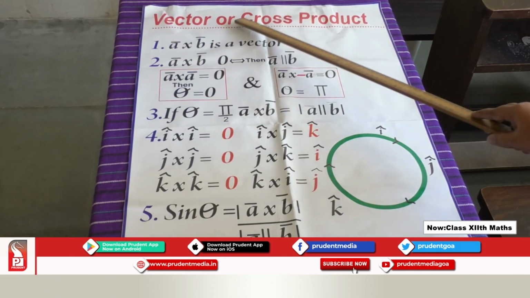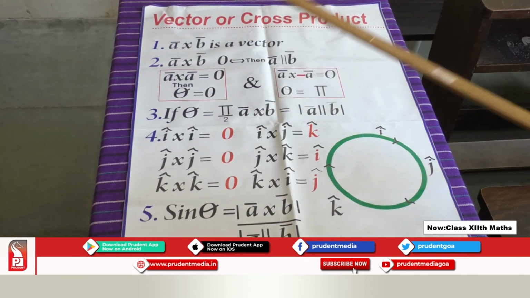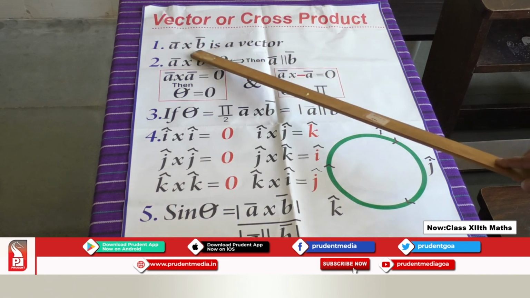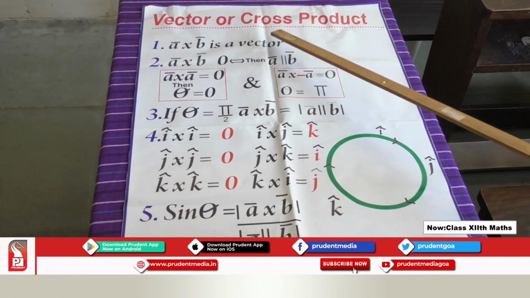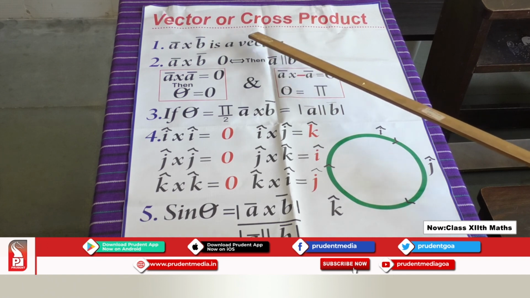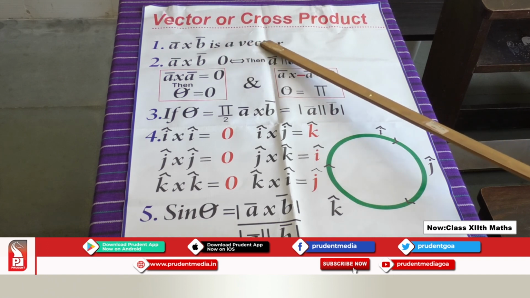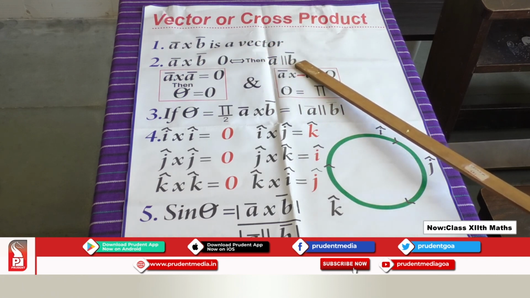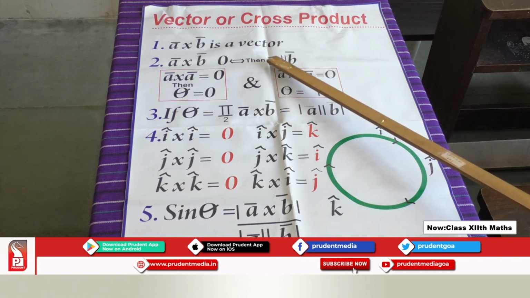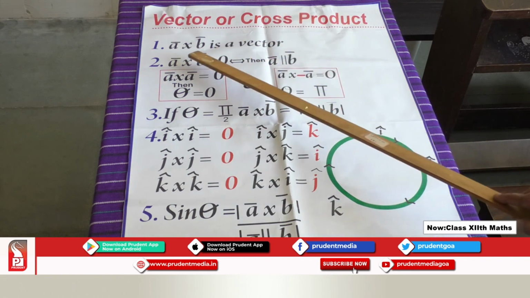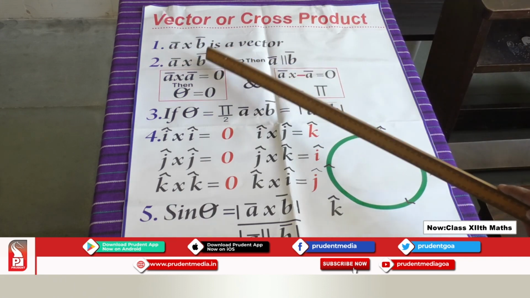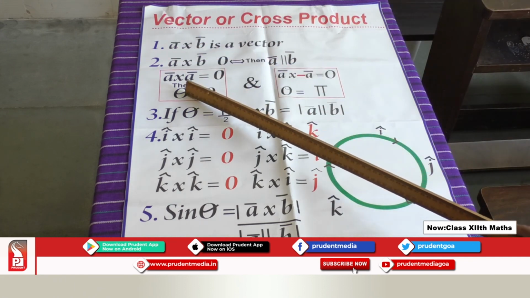See, this vector product, when you take A cross B, it is a vector. Final answer you will get as a vector, not a scalar number. You are getting it in terms of i, j, k, that's why it is called vector. Now when two vectors are parallel, the angle between them is 0. So you will get sin theta is 0. When sin theta is 0, the cross product is 0. Similarly, A cross A will be 0 when theta equals 0.